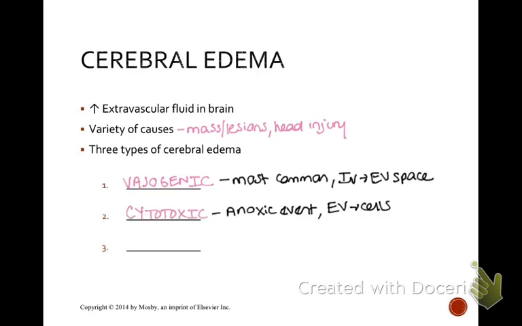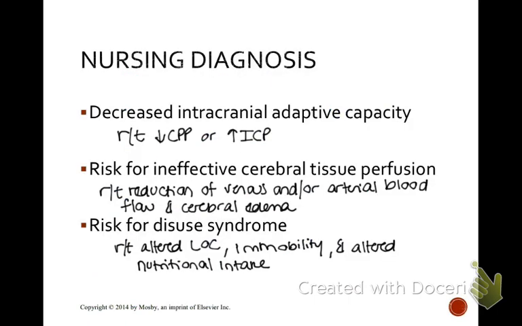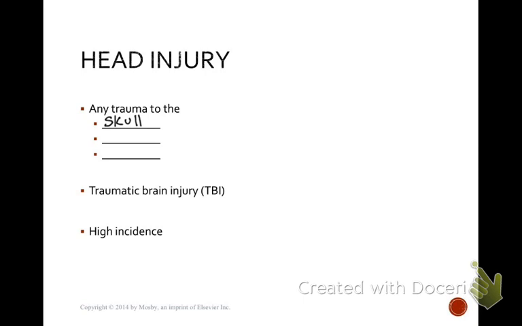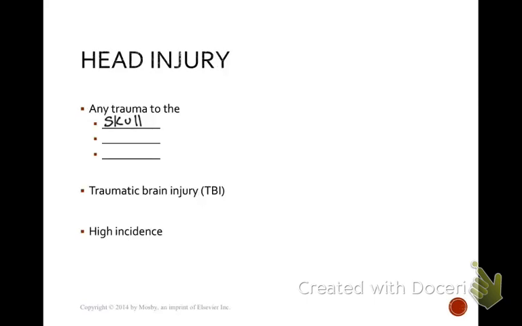All right. So let's go back to head injury. So a head injury is any trauma to the skull, the scalp, or the brain. A traumatic brain injury is a serious form of head injury. And there is a high incidence of head injuries.